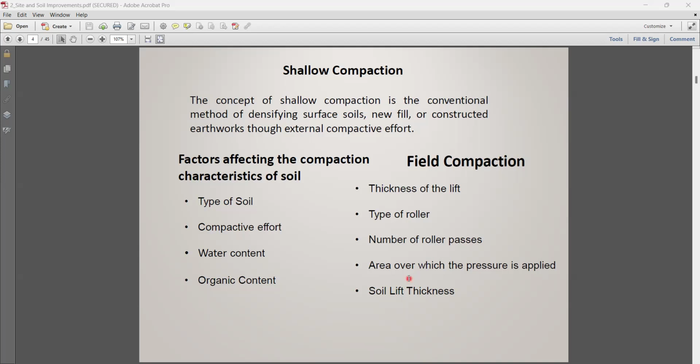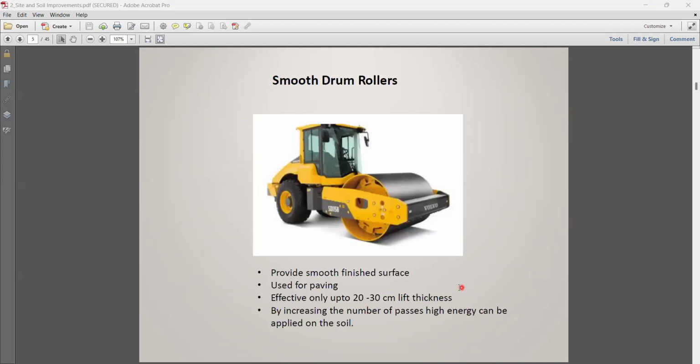And the area: what area the pressure should be applied to. Once you fill the soil up to a certain height, it will compact, meaning its thickness will lower. So to decide how much soil you fill in, those are the factors or specifications to be decided. Let's look at some examples.